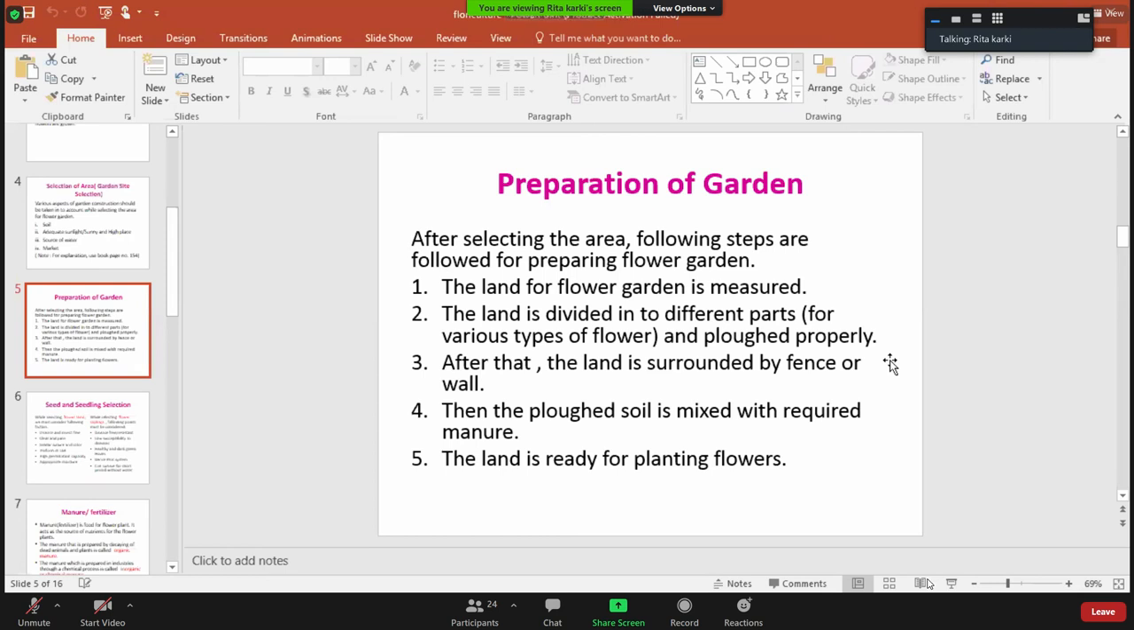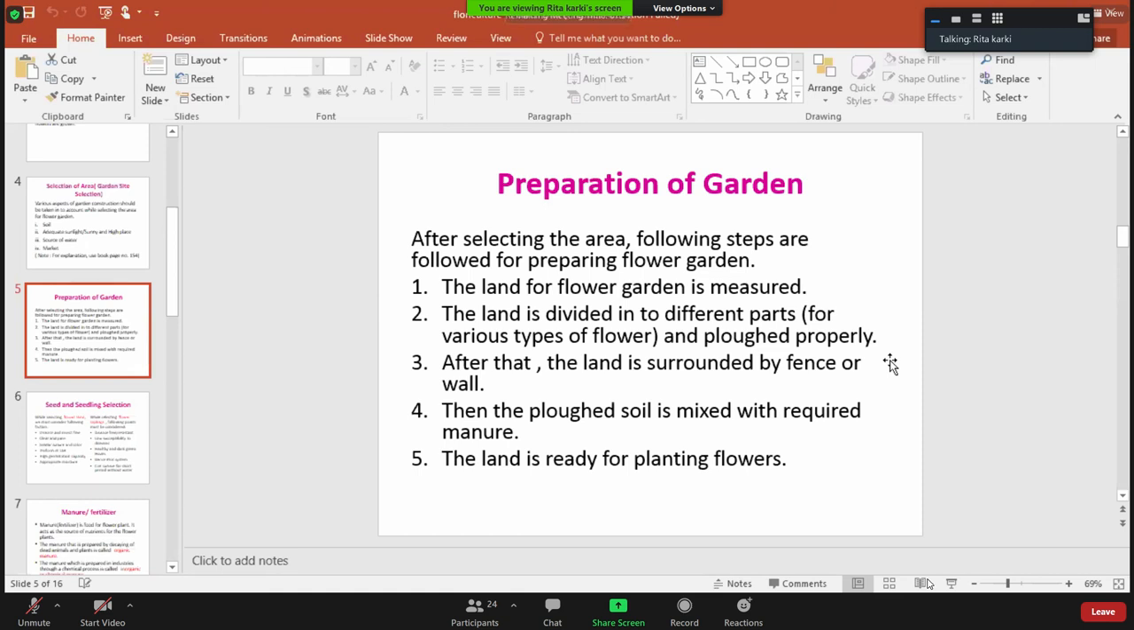After doing all of these things, our land is ready for the sowing of the flowers. We can easily buy the saplings from a nearby nursery and transplant them into our prepared garden.